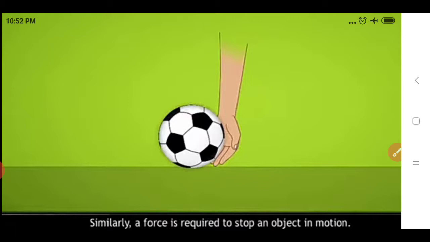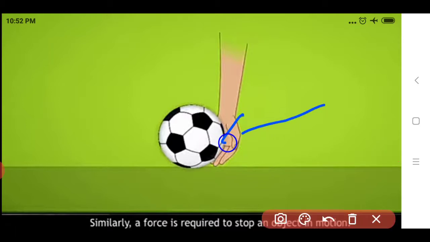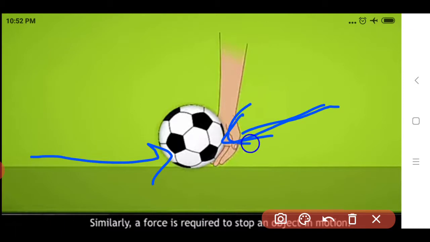Like this, we should apply the force for stopping this object in this way. That is, the ball moves from this direction in that way, and we apply the force in the opposite direction to stop this ball. Okay.